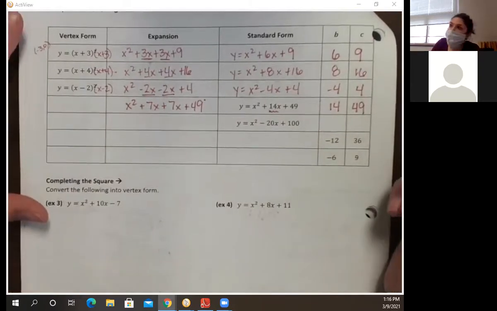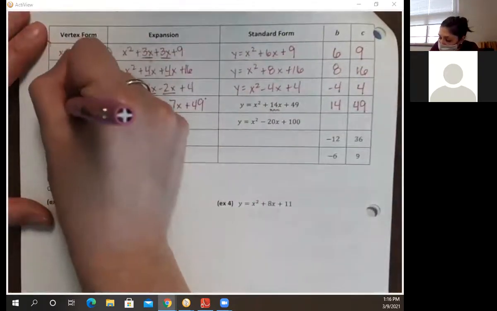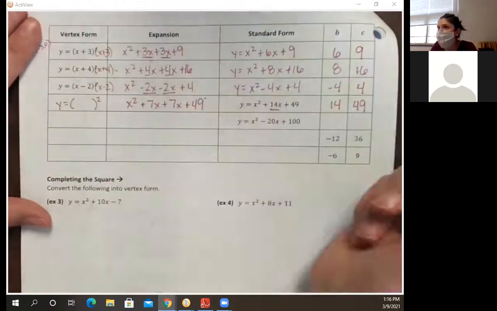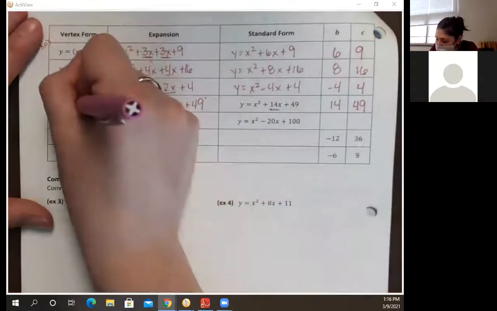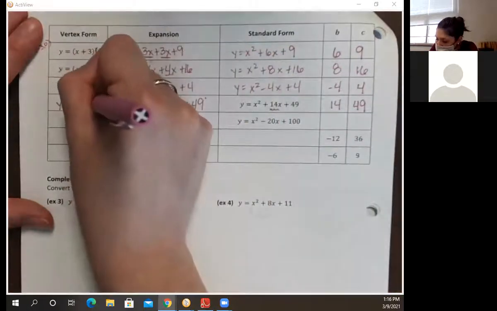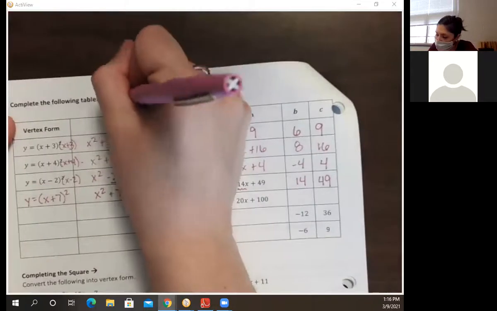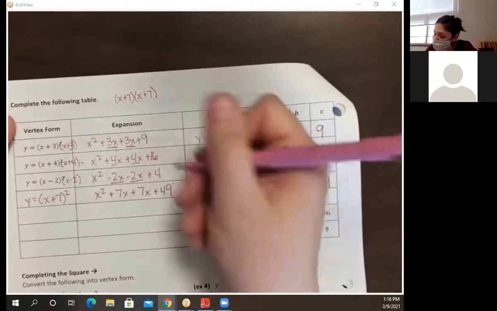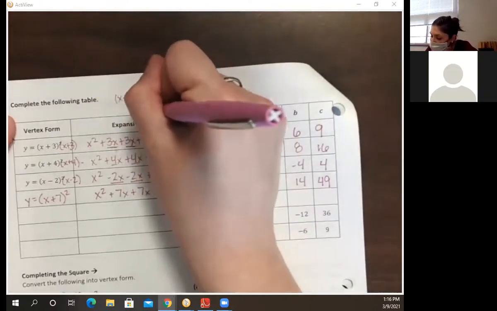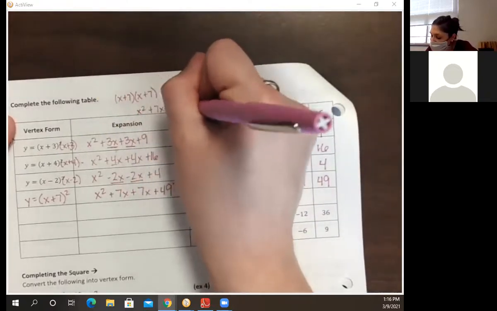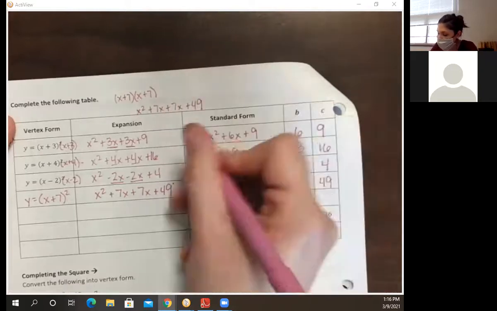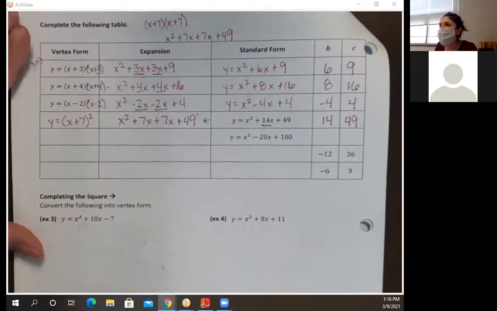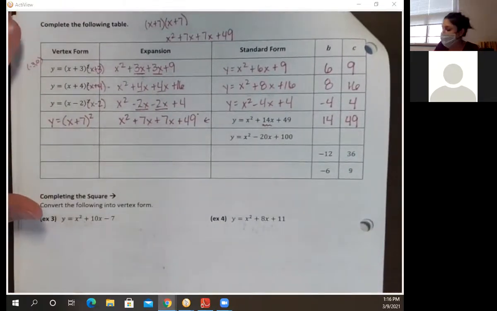So as I continue to work backwards to figure out what did I square to get this when I distributed, it would have to be x plus 7. Because if I took x plus 7 times x plus 7 and distributed, I would get x squared plus 7x plus 7x plus 49, which is exactly what we had here. Okay, so that's what we're looking at now. It's working backwards to that vertex form.